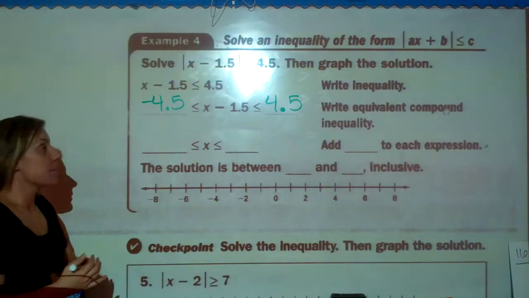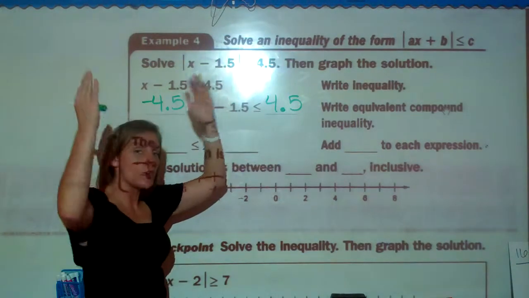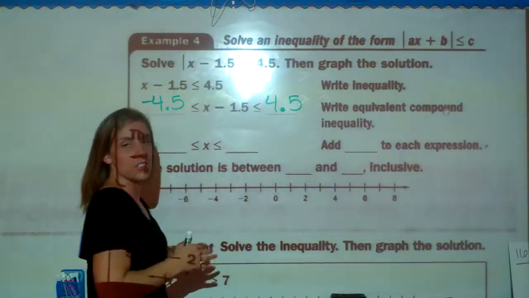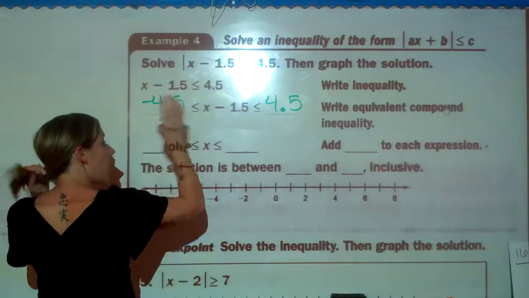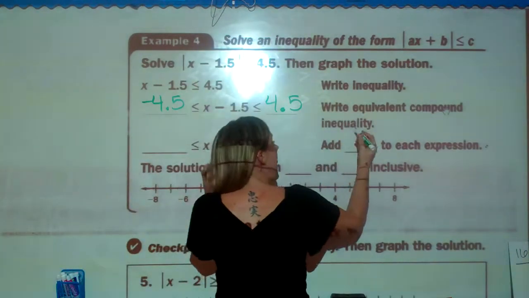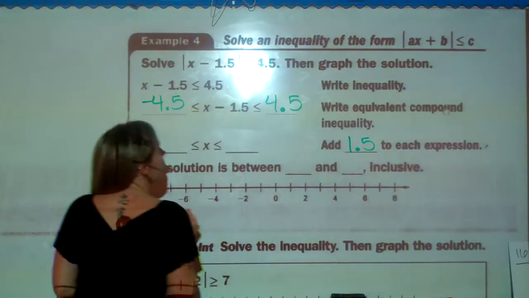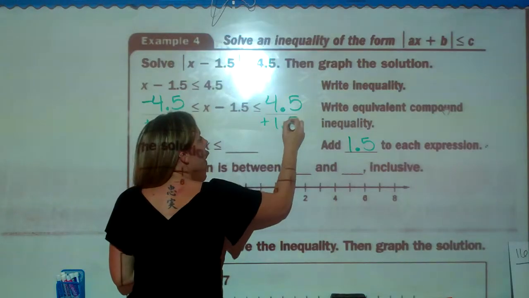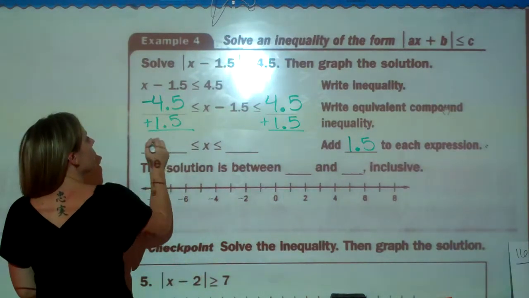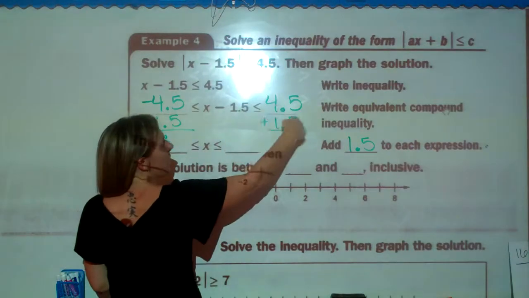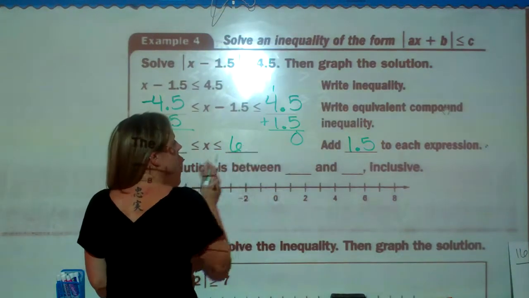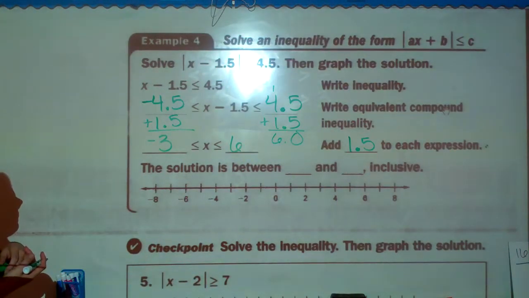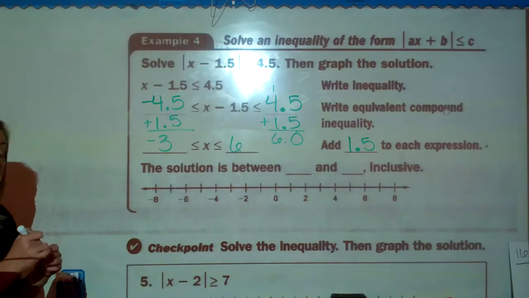Okay? So the nice thing about a sandwich is that you can do all of the solving all at one time, and you just do it to 3 parts, just like we did the compound inequalities. So in this case, there's just one step. You just add 1.5 to both sides. So 1.5 plus and plus 1.5. Okay, you get negative 3, and you get 6. So I'll just put a 6 right there. All right, so those are the two solutions, and it's a sandwich.